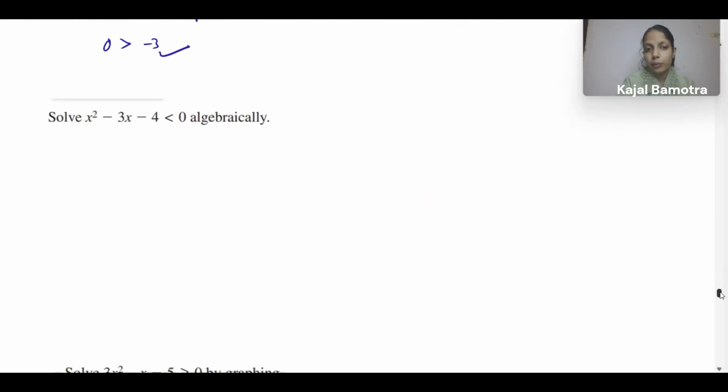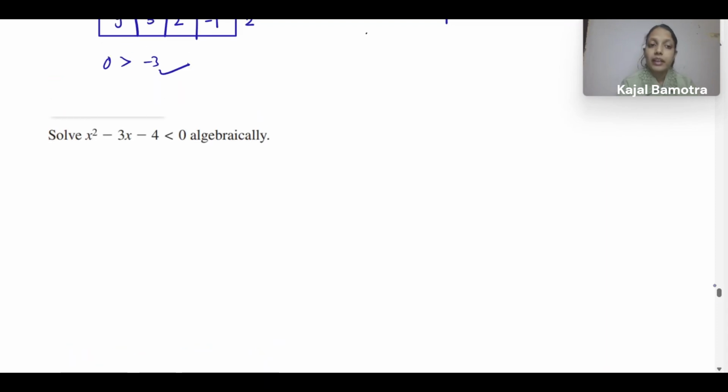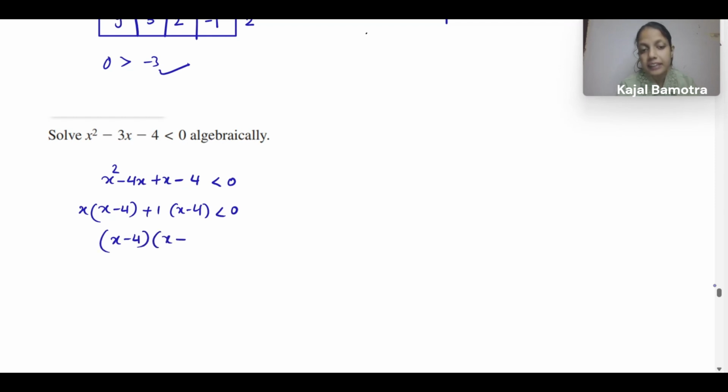Solve this algebraically. We have to solve this in the algebraic method. Algebraic method means I'm not going to draw it. So let's see. First we will factorize. In the factorization, x squared minus 3x minus 4 less than 0. I take x common, I take 1 common, and I get this. X minus 4 is one factor. X plus 1 is another factor.